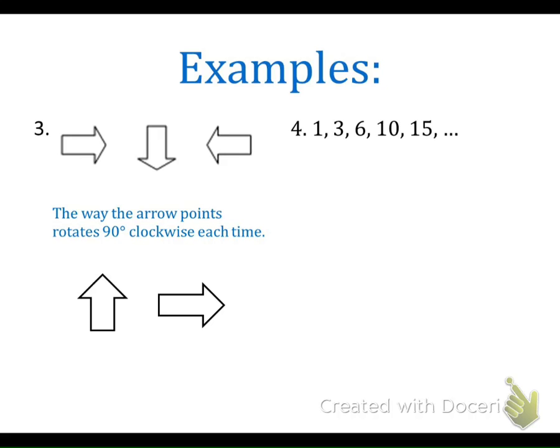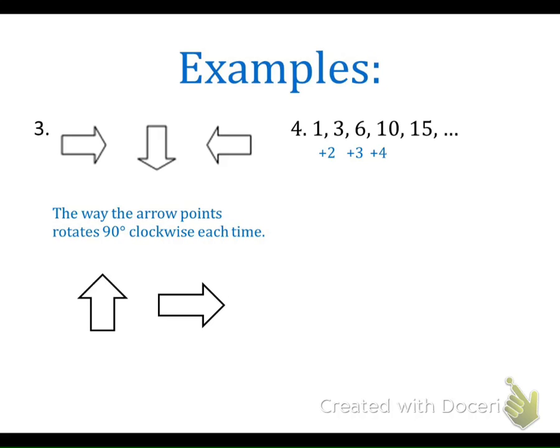The last example, number 4, is another number pattern, 1, 3, 6, 10, 15. I said that when I do number patterns, I like to see if they're increasing or decreasing. In this case, the numbers are getting bigger, they're increasing. When numbers increase in a pattern, usually it will either be addition or multiplication. I'm going to start with addition and see if I find a pattern in that. So from 1 to 3, I'm adding 2. From 3 to 6, I'm adding 3, and so on.